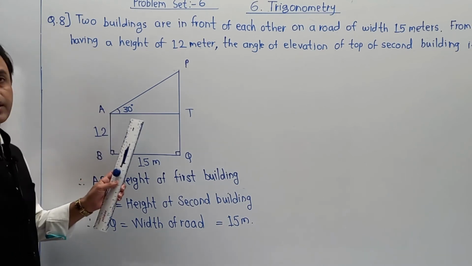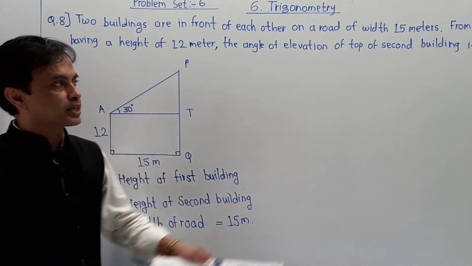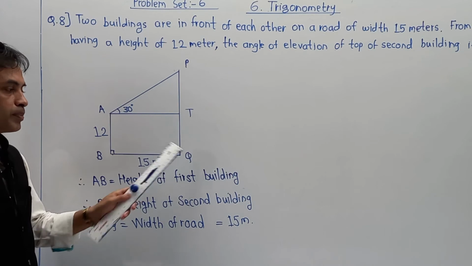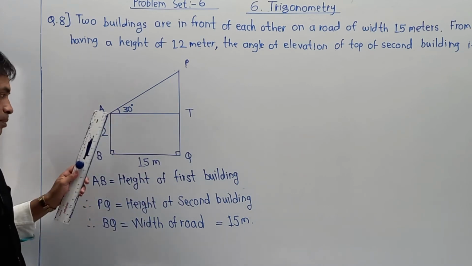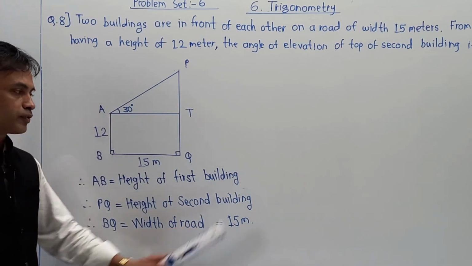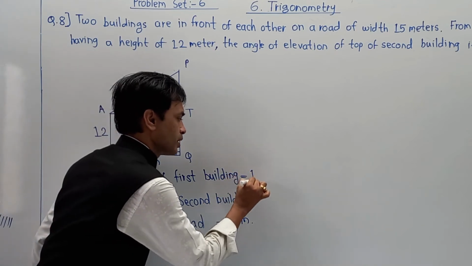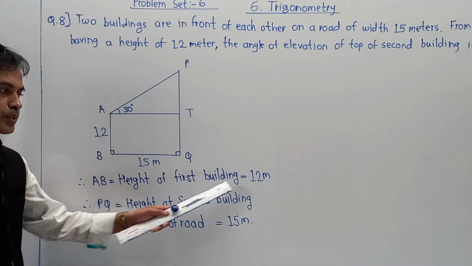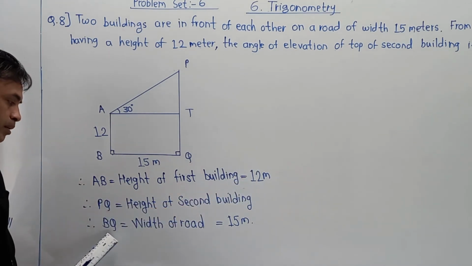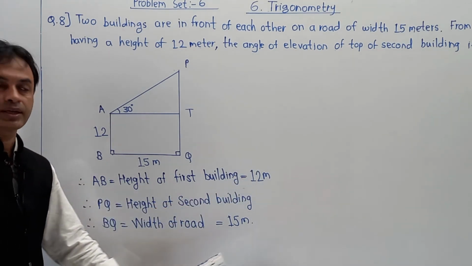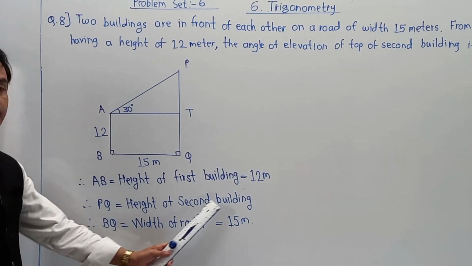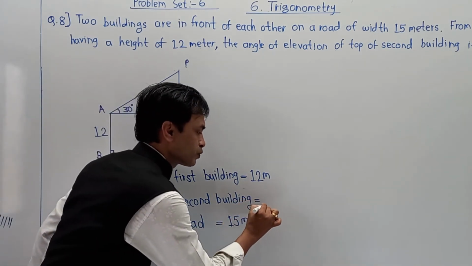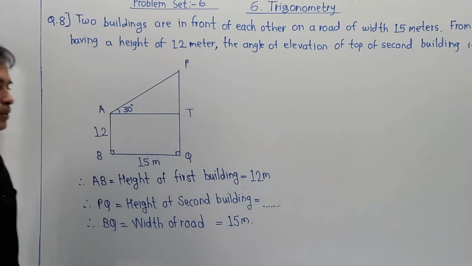Now this theta over here is 30 degrees. What is the height of the second building? That means we want to find PQ, the height of the second building, where AB, the height of the first building, is available here as 12 meters. This height of the first building is 12 meters, that we know. BQ, the width of the road, is 15 meters, that we know. PQ is the height of the second building, that we are supposed to find or calculate.